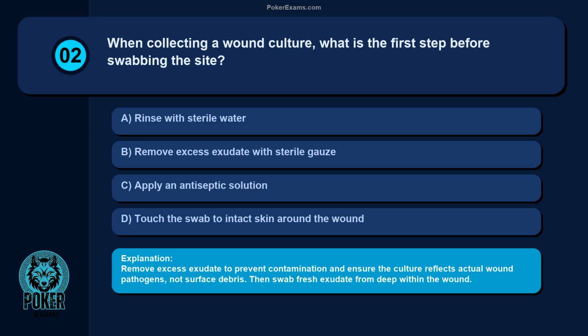Remove excess exudate to prevent contamination and ensure the culture reflects actual wound pathogens, not surface debris. Then swab fresh exudate from deep within the wound.